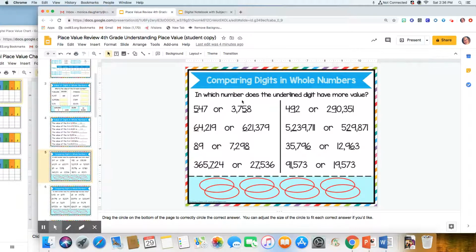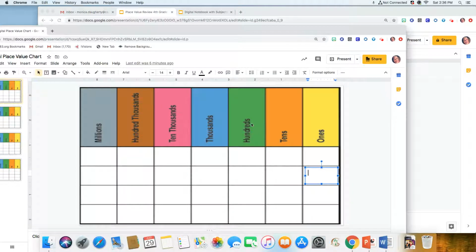Okay, so it says, in which number does the underlined digit have more value? So we're looking for the biggest number, the biggest one that the hungry gator is going to want to eat. The first thing I do is plug my numbers into a place value chart. I have mine digital here. You'll probably have to draw one out.